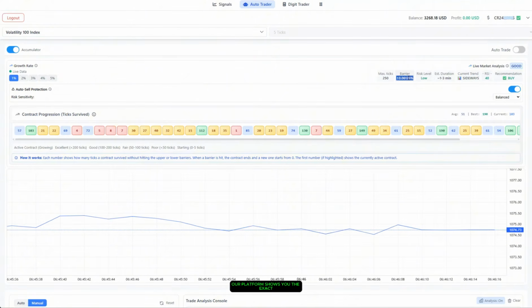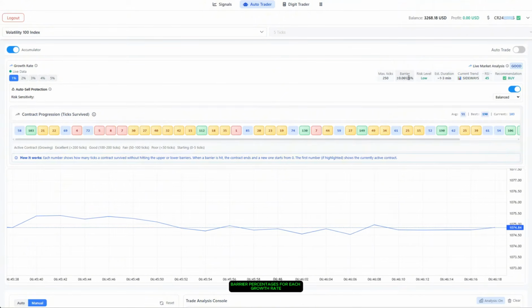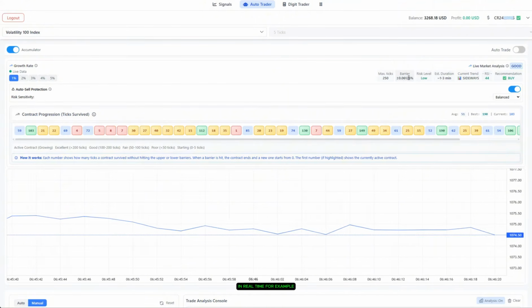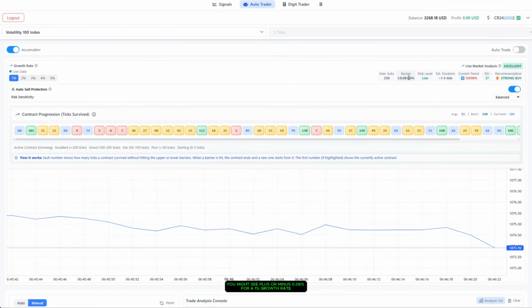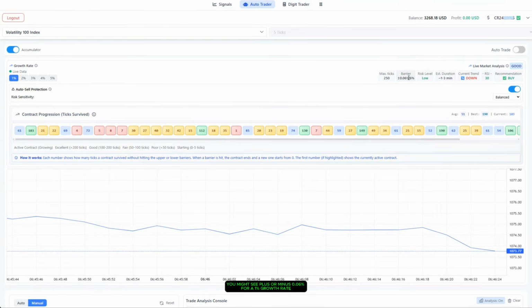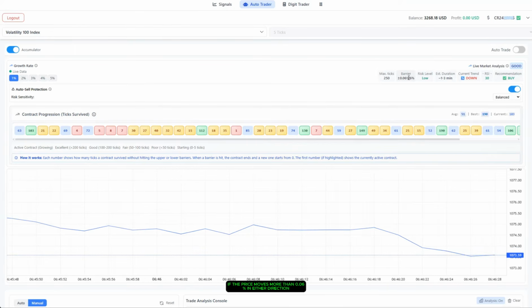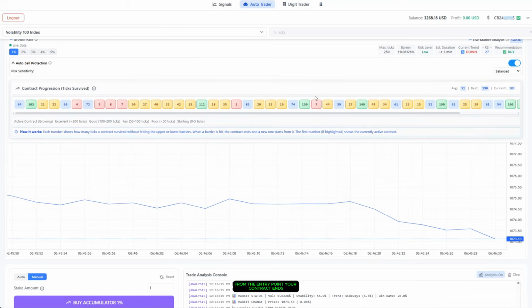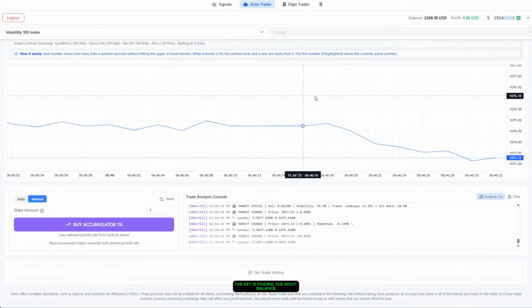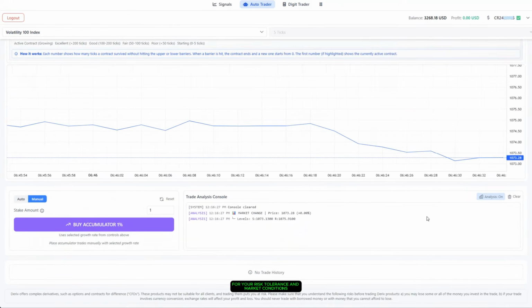Here's a pro tip. Our platform shows you the exact barrier percentages for each growth rate in real time. For example, you might see plus or minus 0.06% for a 1% growth rate. This means if the price moves more than 0.06% in either direction from the entry point, your contract ends. The key is finding the right balance for your risk tolerance and market conditions.